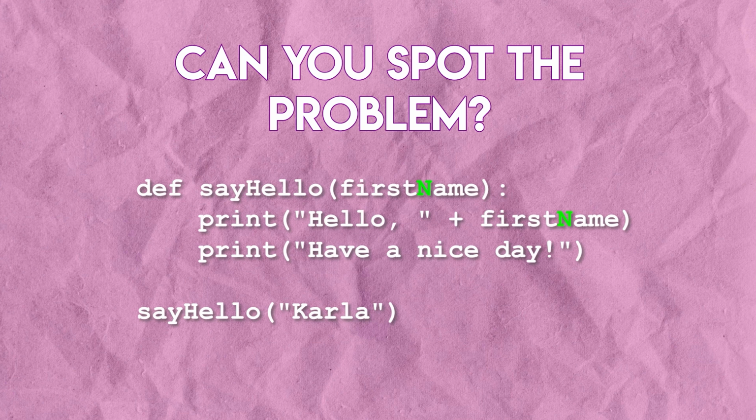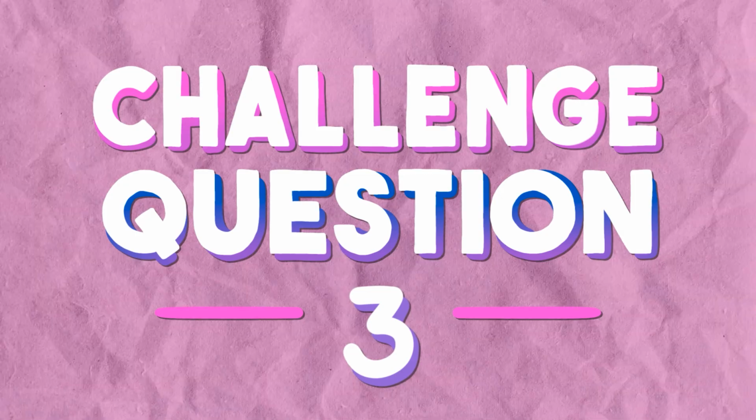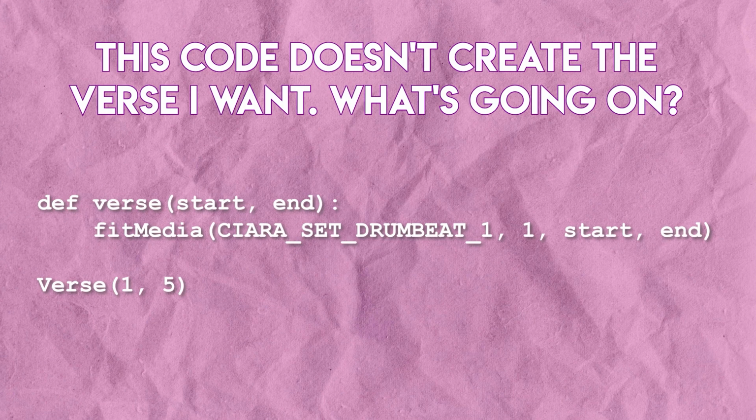Starting to get the hang of it? Okay, last one, number 3. This code doesn't create the verse I want. What's going on? 5, 4, 3, 2, 1. Time's up! There's an issue with the function call. It has a capital V, but the function definition does not. Make them match up, and you're all set. See? That's nothing we can't fix. Just make sure you pay close attention to the little details. That's what coding and creating music is all about.